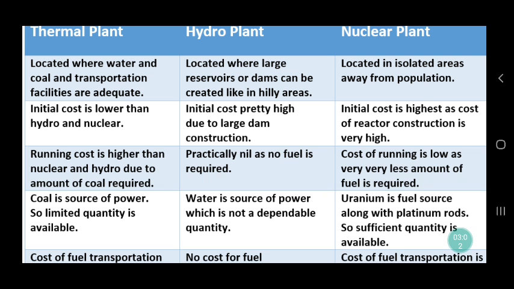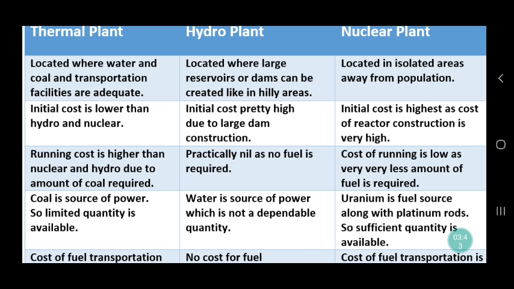Next, point number 3, running cost, which is higher in thermal than nuclear and hydropower plant due to the amount of coal required. See, in thermal power plant the running cost is very high. I'm talking about running cost now, not initial cost. Initial cost means the starting cost: whatever the cost required for construction and bringing in the machinery, that is the initial cost. Running cost is high because we have to burn a lot of coal. So the running cost of thermal power plant is high compared to hydro and nuclear power plant.